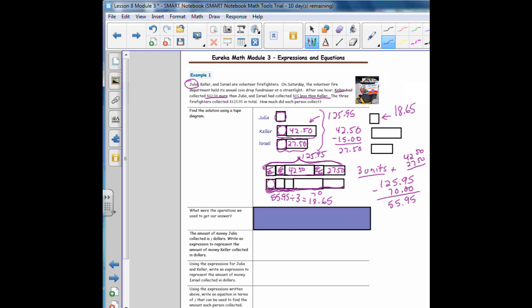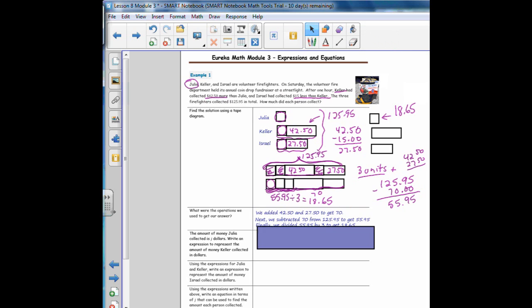What were the operations we used to get our answers? We added $42.50 and $27.50 to get 70. We subtracted 70 from $125.95 to get $55.95, and we divided $55.95 by 3 to get $18.65.